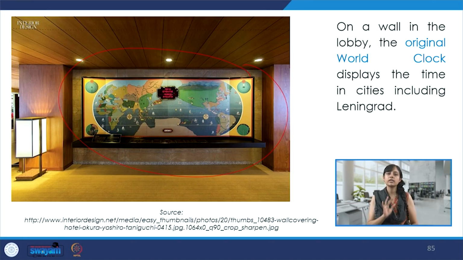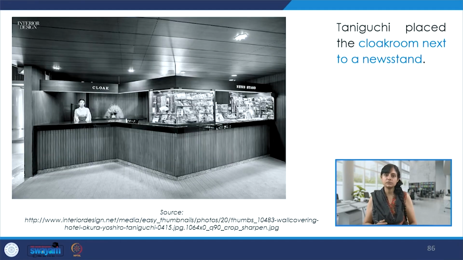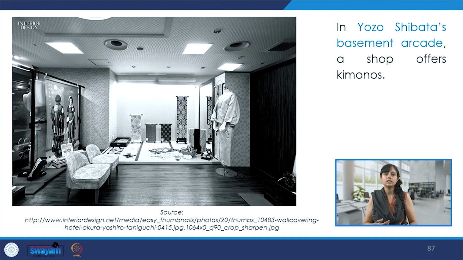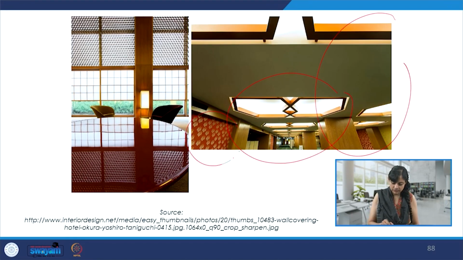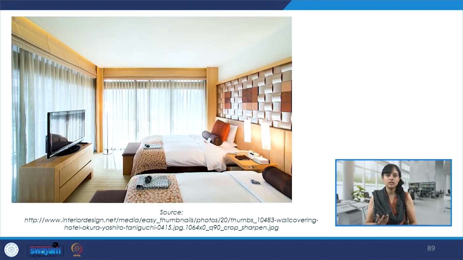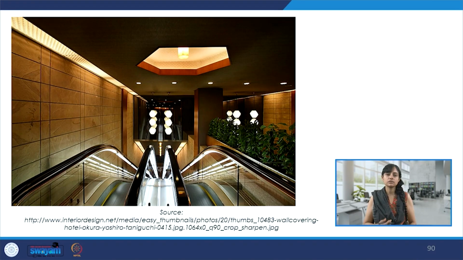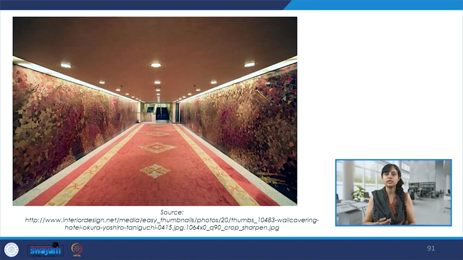And I also like the use of colors that we see in this space along with the lighting that has been designed. And there are more images and more details over here. There is a cloakroom which is put next to a newsstand, and there are very interesting details. There is a shop in the basement, and more of these material aspects and ceiling details and these furnishings over here that we see. Some more images from the project. Very interesting and nicely designed project.